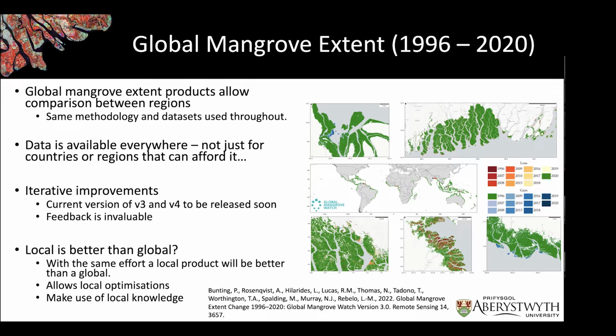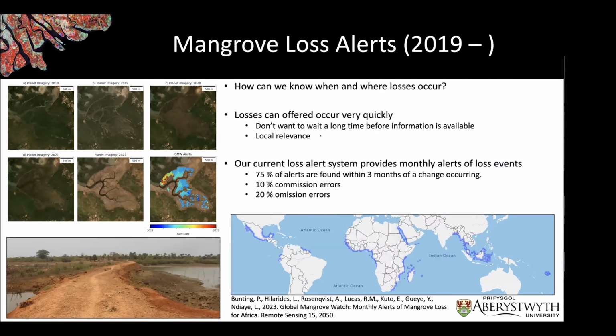That leads on to the question of local versus global. I would be of the opinion that a local product, with the same amount of effort put into it, will always be better than a global product, because you get local optimizations in your algorithms or approaches, but also a lot of local knowledge embedded within those products, which is much easier to do at a local level. So I think if you have a lot of local knowledge, you can really make some gains in that area as well.